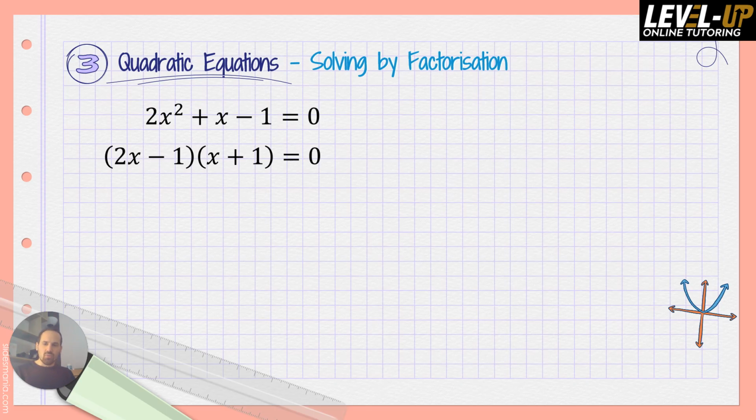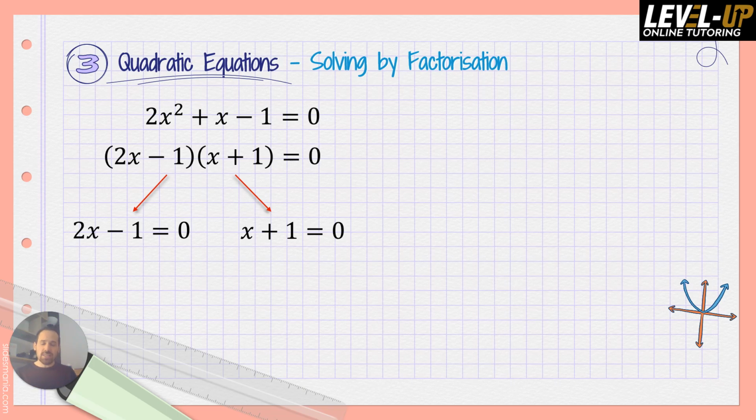And the reason why we wanted it equal to 0 is because now we can basically reduce this down to two linear equations, which we know how to solve. And the reason why we can do that is using an important property of 0, which is the fact that if we have two unknown numbers that are multiplying to produce 0, the only way that occurs is if one of the numbers is 0.